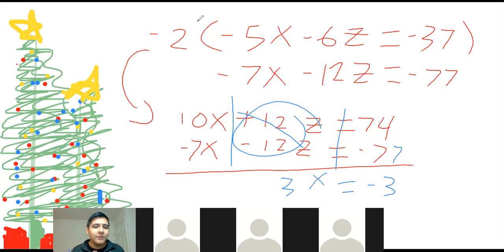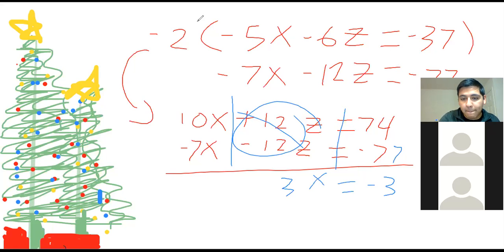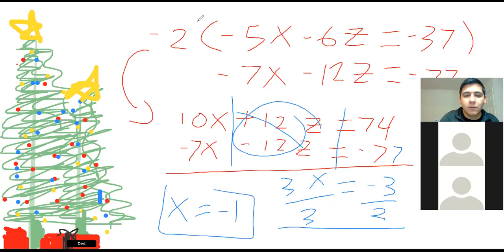Now we've eliminated 2 variables and we're down to our final one, right? So now we just need to do what? Divide by 3. We divide both sides by 3. So x is equal to negative 1. So yay, we got one. We got x in our equation.